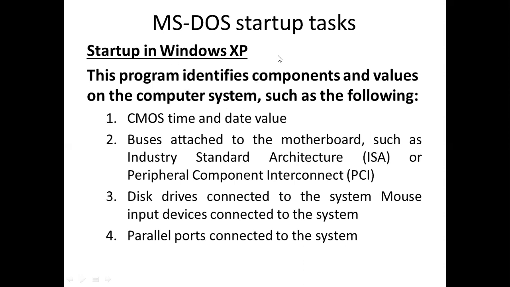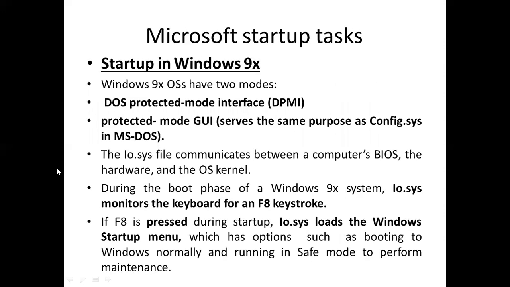So you have a few components. It's the CMOS time and date value that we already saw in previous classes. Then what buses are attached to the motherboard, what peripheral components are used, what disk drives are used, and what parallel ports are connected to the system. All these things are part of the Windows XP operating system.